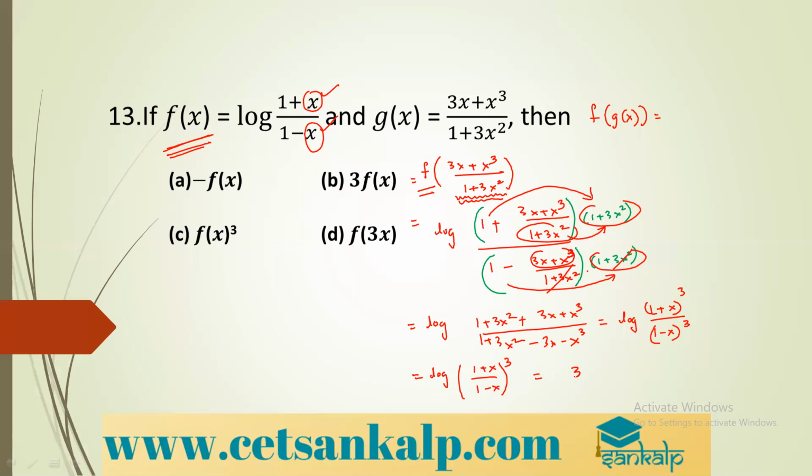Or I can bring the power 3 outside by properties of logarithm and just write 1 plus x by 1 minus x. So 3 times this log of (1 plus x by 1 minus x) is nothing but the original function f. So the final answer is 3 into f of x, which is there in option B.